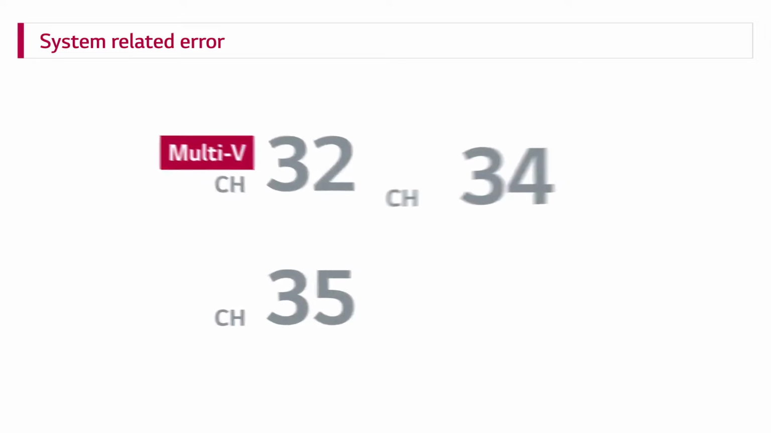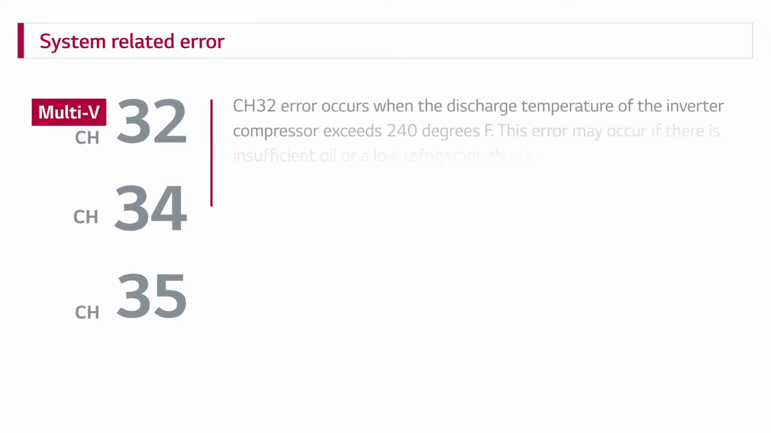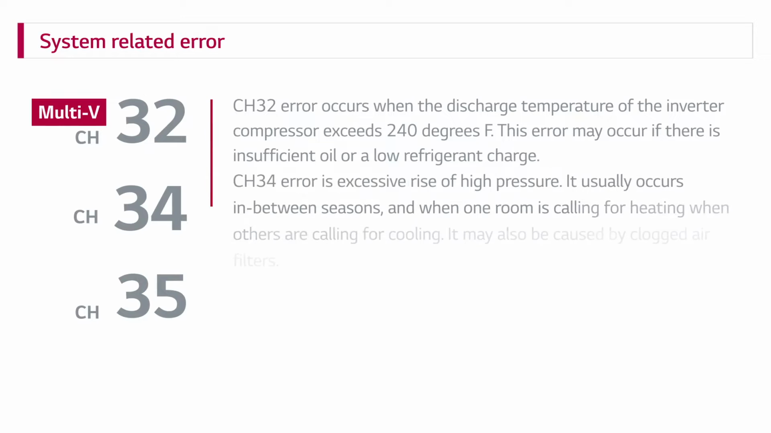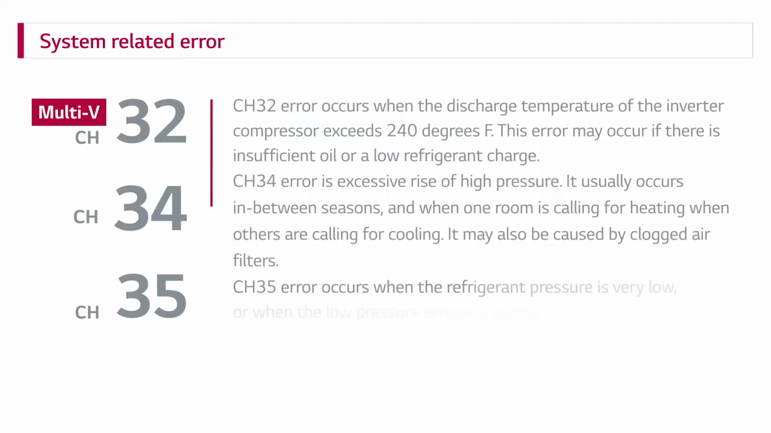CH32 error occurs when the discharge temperature of the inverter compressor exceeds 240 degrees Fahrenheit. This error may occur if there is insufficient oil in the compressor, or possibly a low refrigerant charge.